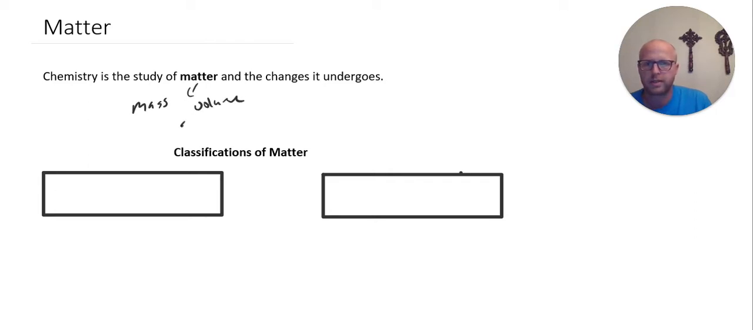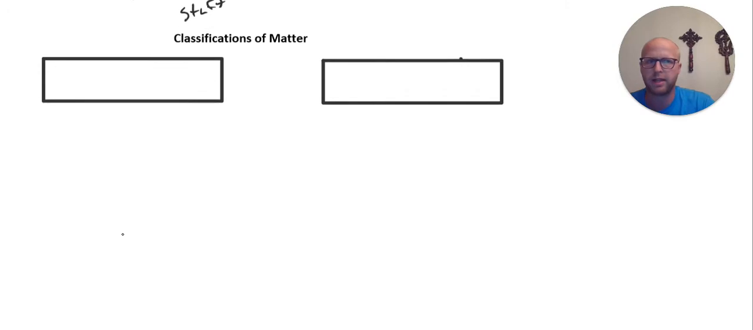Or we could just say matter is stuff, right? The stuff that's around us, everything that takes up space and has volume, that's going to be matter. Okay, so let's break down matter a little bit further than that. Matter can be classified into two main large classifications. The first one being pure substances.